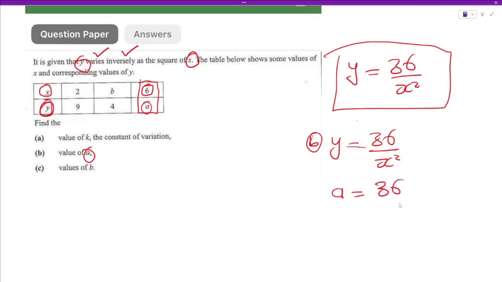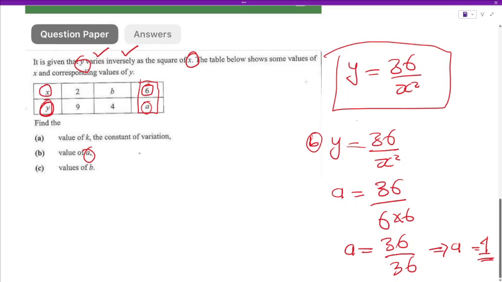So that is 36 over 6 times 6, or 6 squared if you like. You now notice that 6 squared or 6 times 6 is equal to 36. So meaning 36 over 36, what you're going to have there, meaning the value of a is just what? 1. And you are done. As simple as that. For the values, let's do it from here. Find the values again.